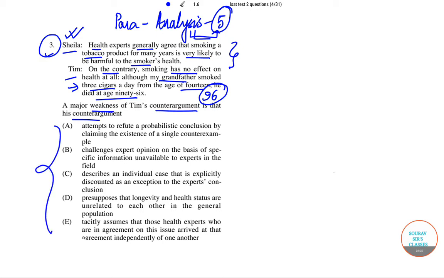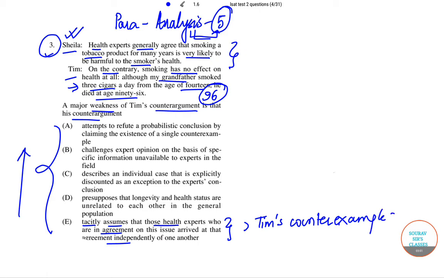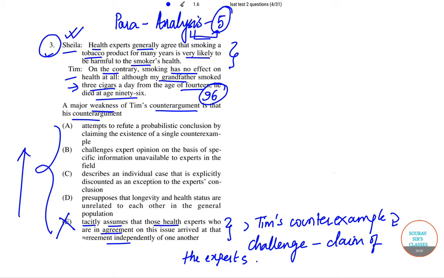Now we have been provided with 5 options. We will analyze them one by one, moving from E to A, a little different because people move from A to E. Now E says, tactically assume that those health experts who are in agreement on this issue arrived at that agreement independently of one another. Now Tim's counter example is intended to challenge the claim of the expert. It is not concerned with how the expert arrived at that conclusion. So this is a big no.